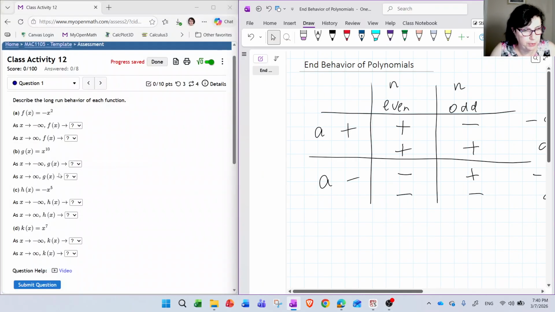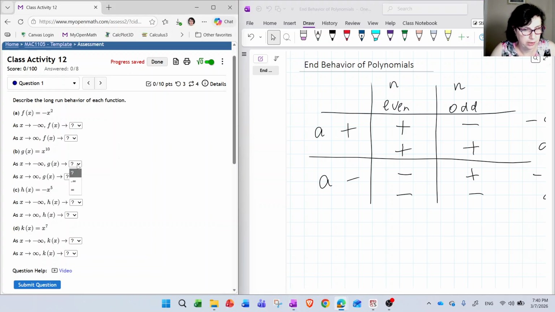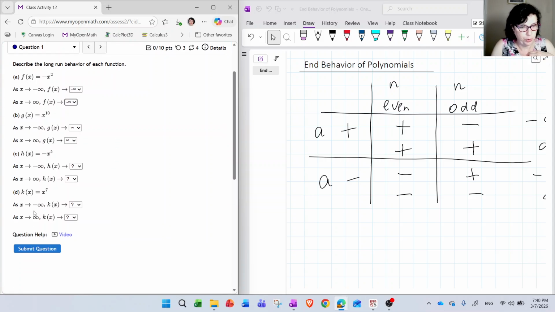First, let's start with something like x to the power 10. Here, n is even, and the number in the front is positive. We've got the two pluses. Doesn't matter whether you're going to negative infinity or positive, it's still positive. Now, if it's something like negative x squared, here our number in the front is negative, but the power is even. Even means the same thing, but because the number is negative, both of them are going to be negative infinity, not positive.